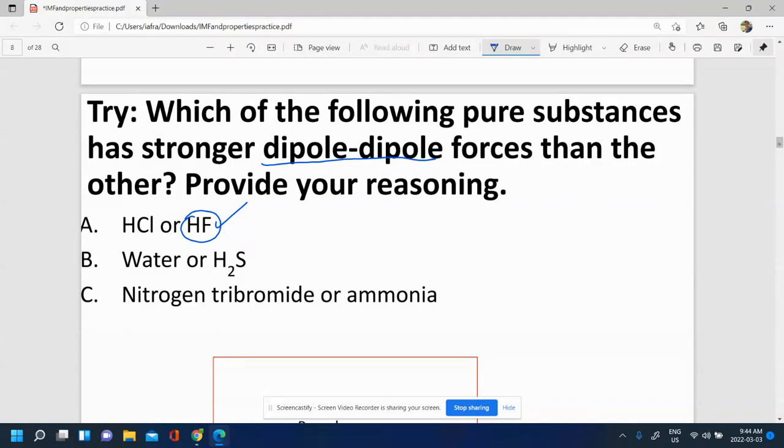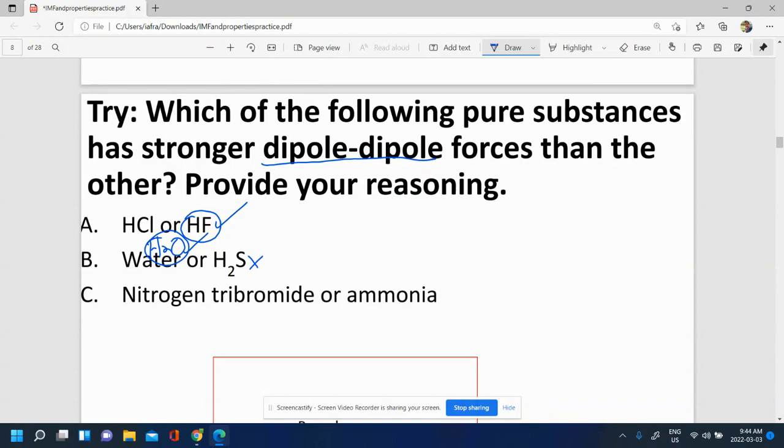Water versus H2S. Remember, water is H2O. Water has hydrogen bonding, but H2S doesn't. So because it has hydrogen bonding, I'm going to say the dipole-dipole in the water is probably a little bit stronger than the dipole-dipole in the H2S.